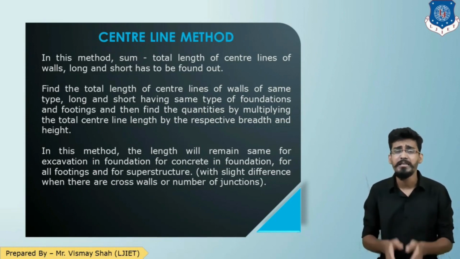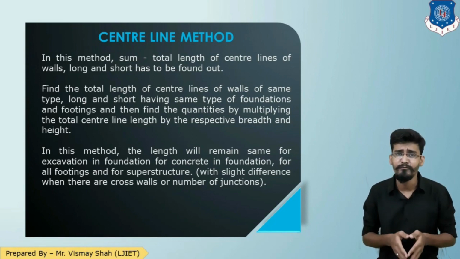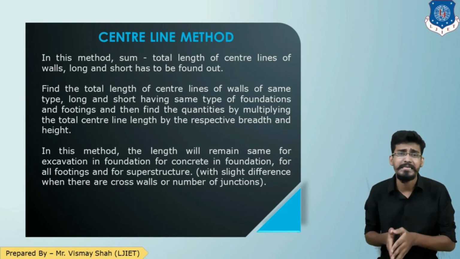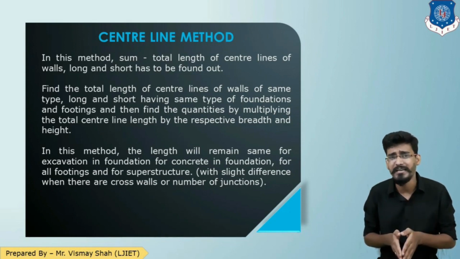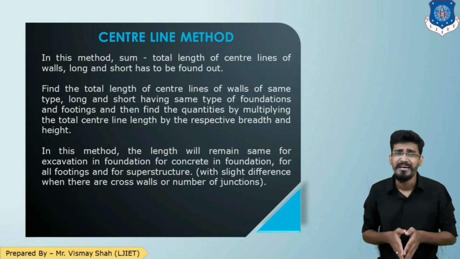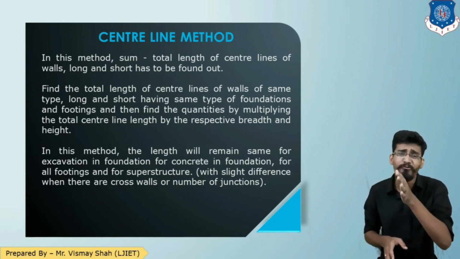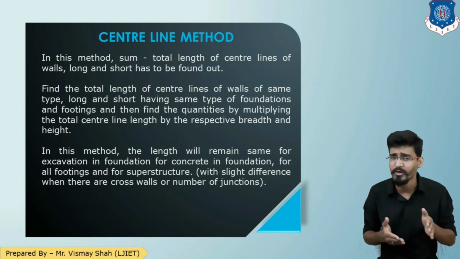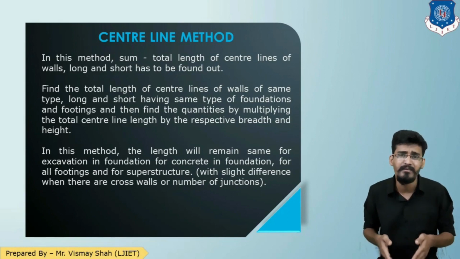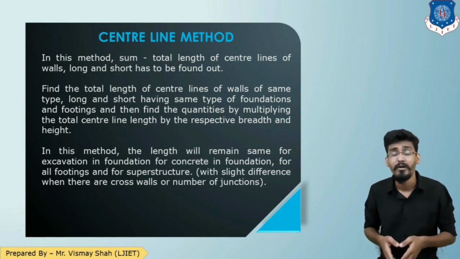Find the total length of the centerline of walls having the same type, long and short, having the same types of foundation and footings, and then find the quantities by multiplying the total centerline length with the breadth and the depth or the height. Yes, once you find the total centerline length from the drawing, all you need to do is multiply that length with the breadth and height from the drawing.